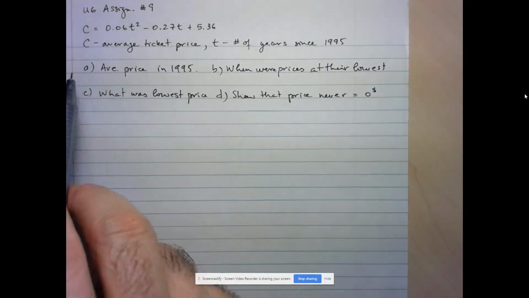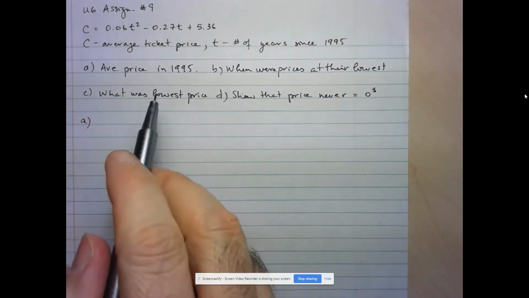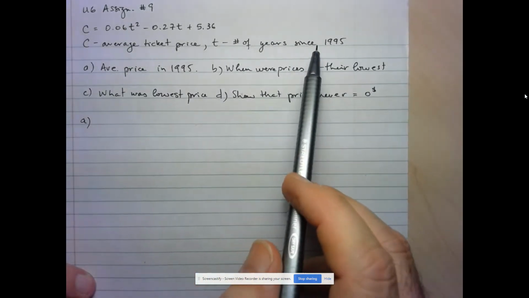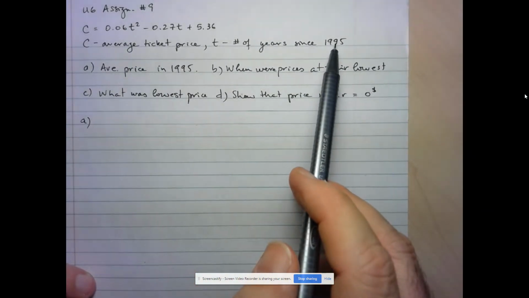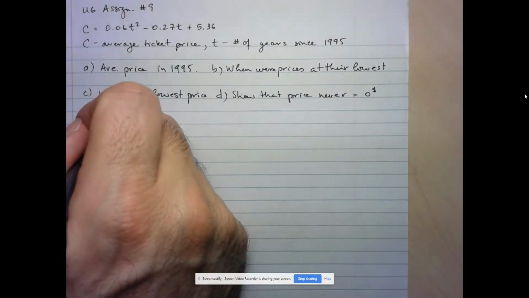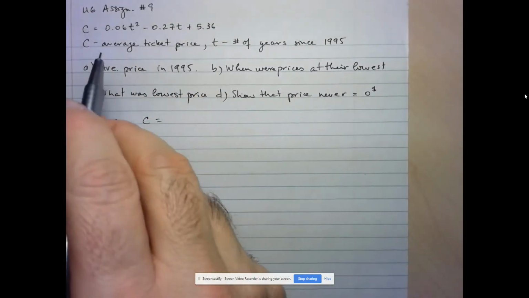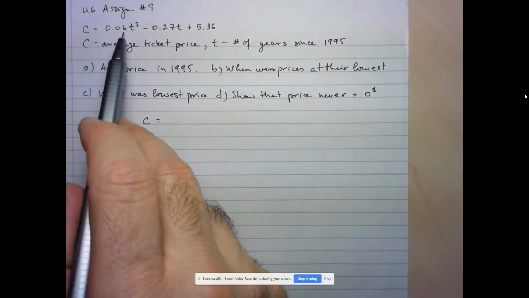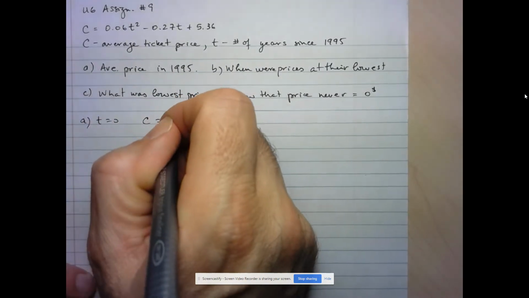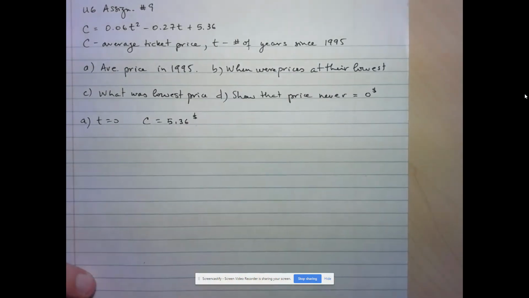All right, so the first question they ask us is, what was the average price in 1995? So now we have to ask ourselves, how many years have passed since 1995 in 1995? That just represents T equals 0. So all we have to do here is replace T with 0. And of course, we see that in the first two terms, they just disappear. So I'm just left with $5.36. So there's my average cost.